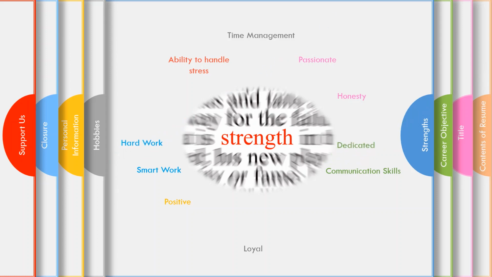Talking about strength, we are used to words like honesty, smart work, ability to handle stress, loyal, passionate, positive, time management, communication skills, hard work and dedicated, confident, perfectionist, passionate and adaptable. And these words are much familiar and common.